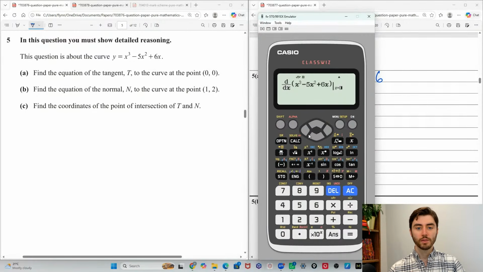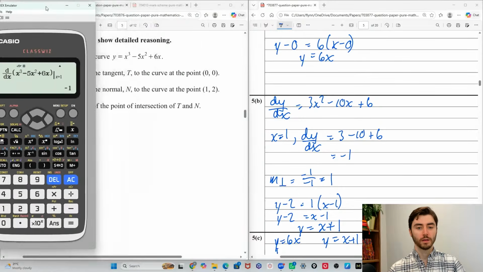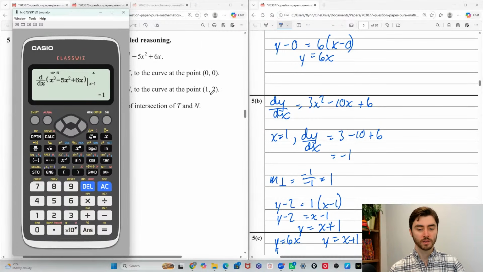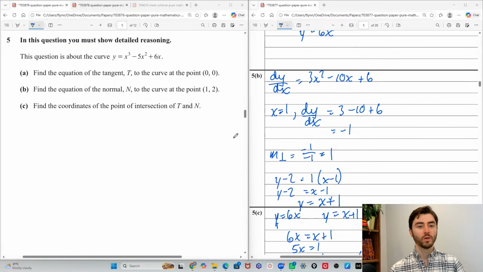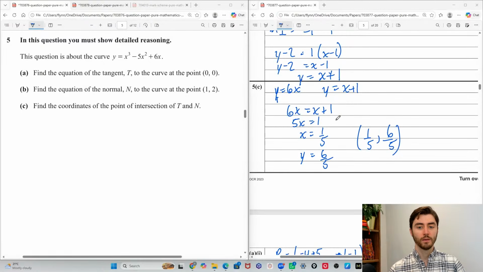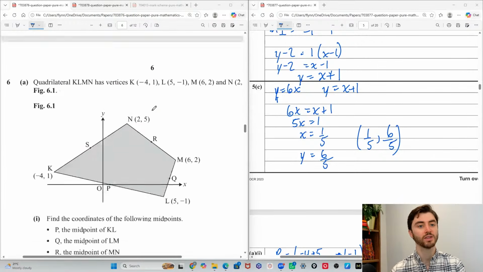So let's do the same thing at x equals 1. We get a gradient of minus 1. The reciprocal gradient is therefore 1. Does that go through this point? Yes, it does. Good. Those are the correct lines. The coordinates of the point of intersection. We just ensure that these coordinates lie on both lines. So they clearly lie on this line. And they also clearly lie on that line because a fifth plus 1 is 6 over 5. So those are the coordinates of the point of intersection. And that's good.